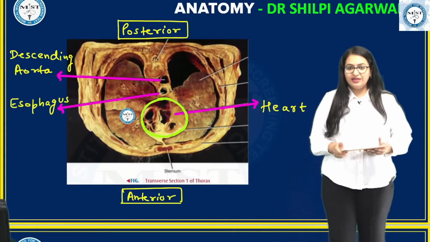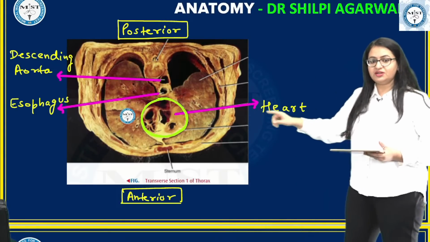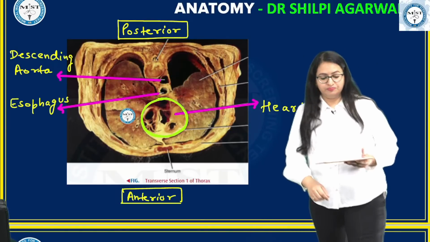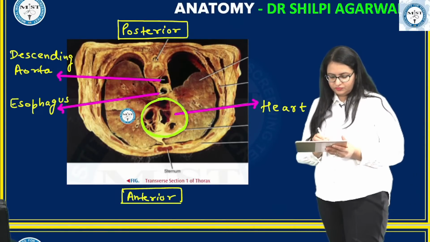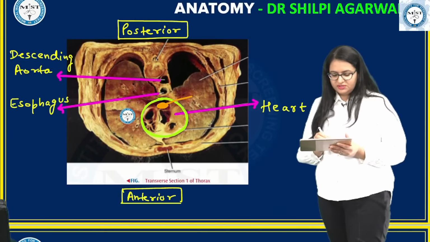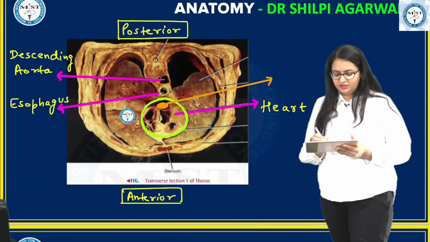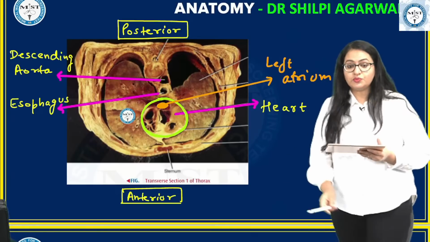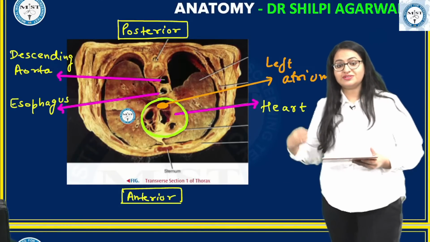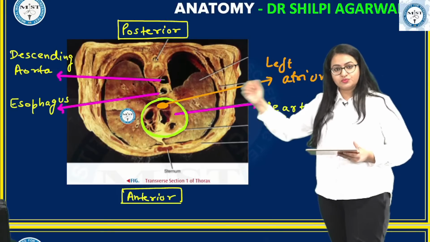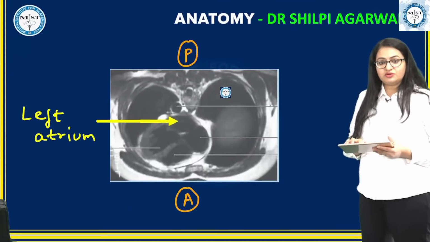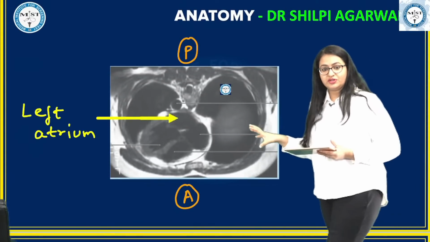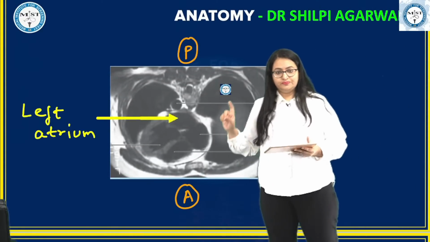Then further, when you reach the front, this whole area is what? It is the heart. To be more specific, on the most posterior side, this location is the location of what? Left atrium. So the chamber which is most posteriorly placed, or which is near to the vertebra, is the left atrium. Very, very important.